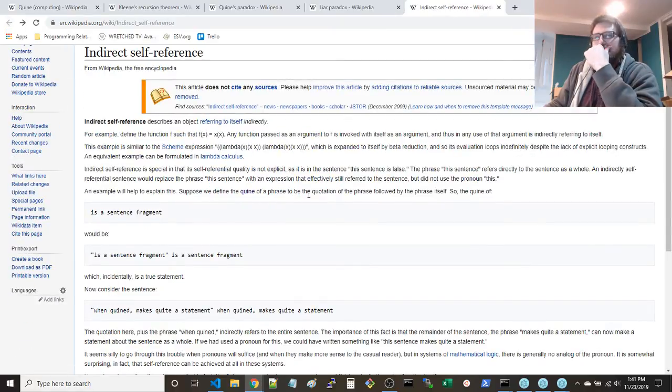Define the quine of a phrase to be the quotation of the phrase followed by the phrase itself. The quine of "is a sentence fragment" would be "is a sentence fragment" is a sentence fragment, which incidentally is a true statement.